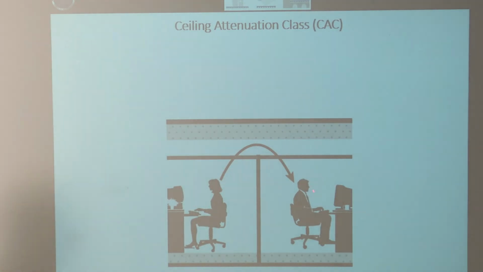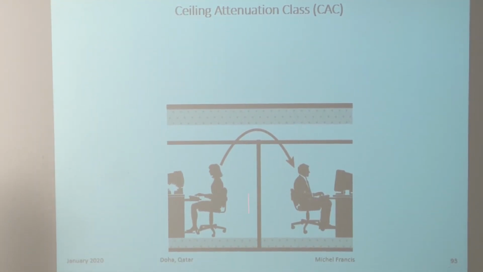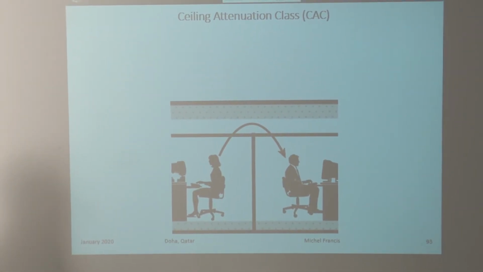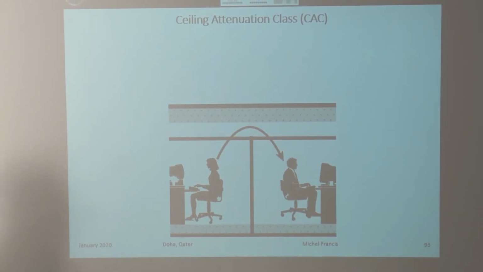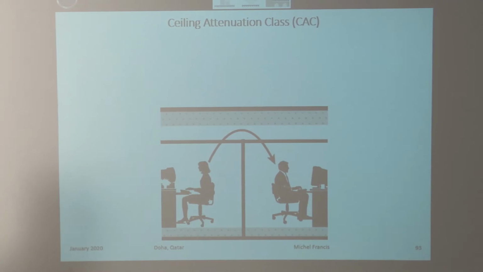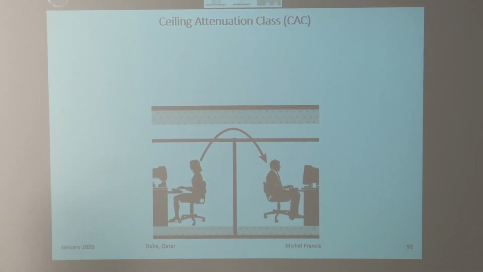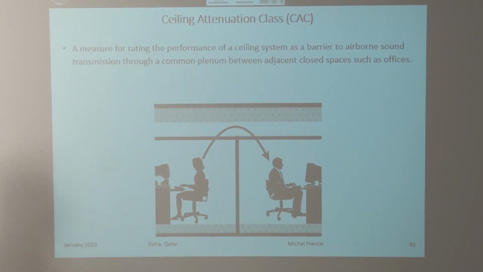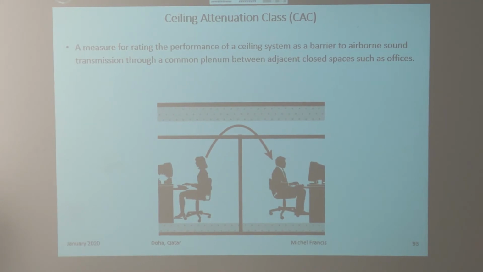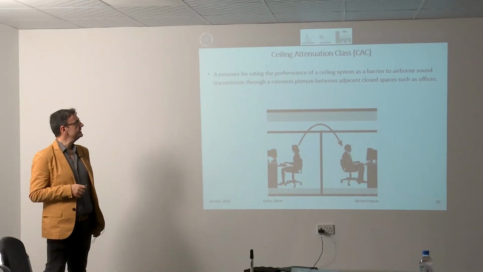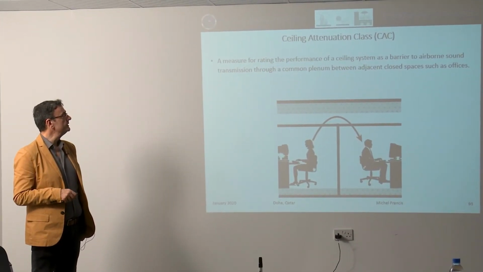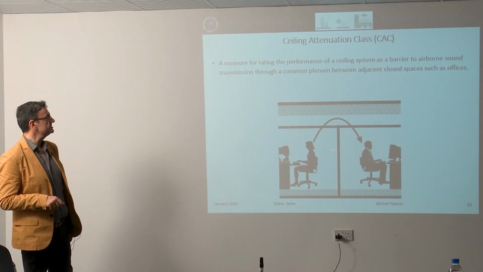It is used in partitions, in ceilings, in partitions in office places. So if you have a partition inside an office space, but that partition does not reach the ceiling, the roof. It reaches the ceiling but does not reach the roof. In order to isolate sound, you need your ceiling to be insulative in some way. So it measures the performance of a ceiling system as a barrier to airborne sound transmitted through a common plenum. So that's a common plenum between adjacent closed spaces such as offices.